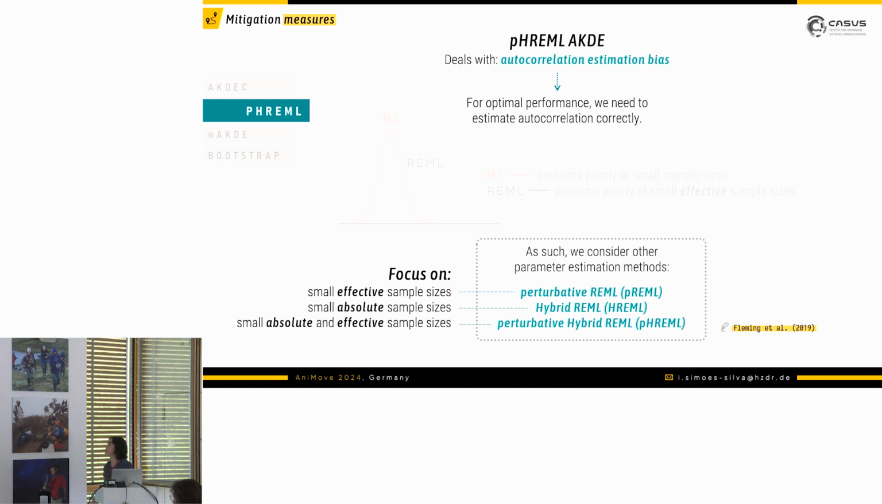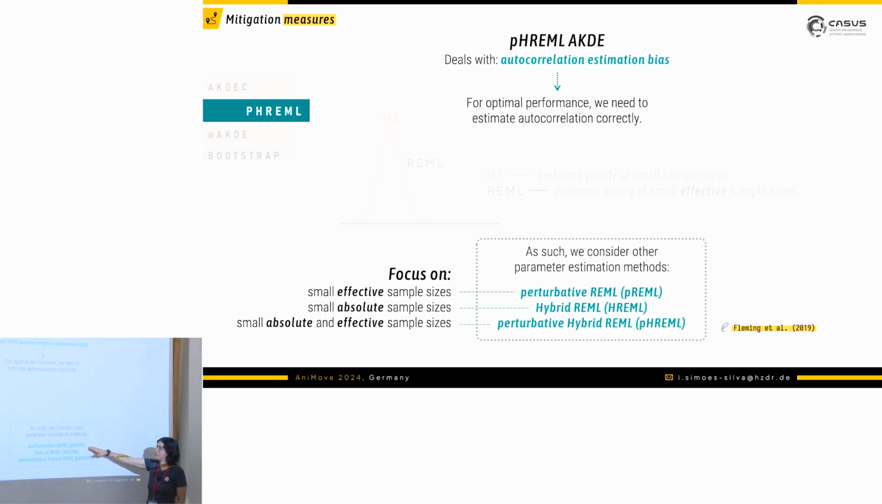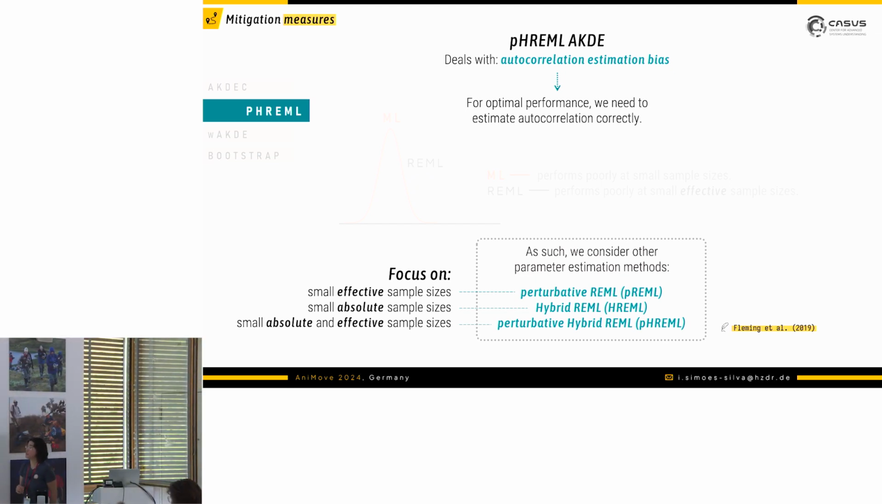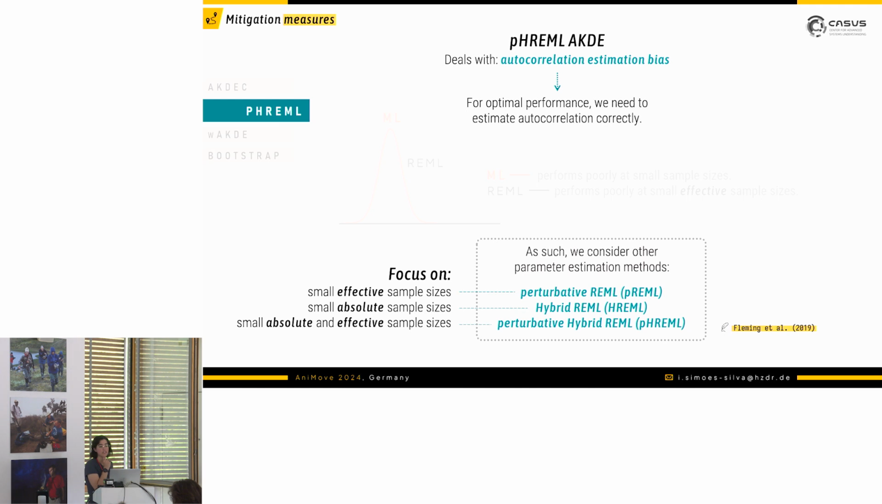But Chris solved that problem for us as well. He developed specific estimators here that deal with either small effective sample size or small absolute sample size, or both together. And this is the one that I was talking about, right? The perturbative hybrid residual maximum likelihoods, which solves both of the issues of absolute and small effective sample sizes. But this one is the default now, right? So if you want to use the maximum likelihoods to maybe save some computational effort there, you have to specify that, because the PHREML will always be the default.